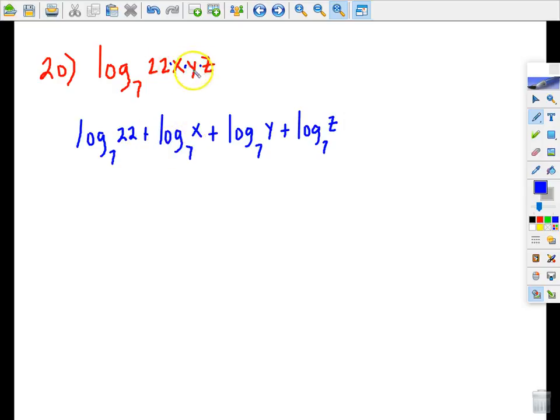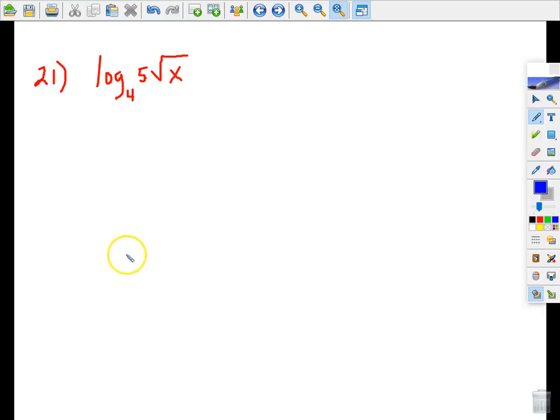Okay, we're going to separate these terms out with their own personal log of whatever base is in the problem. Okay, so let's try number 21, because sometimes these radicals can cause trouble, and I gave you a very important tip in class today that said you need to always change radicals to their rational exponent form.